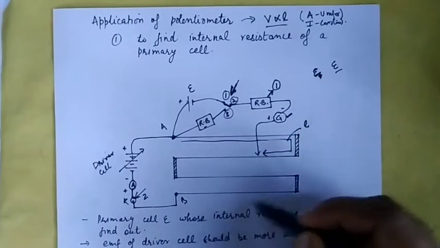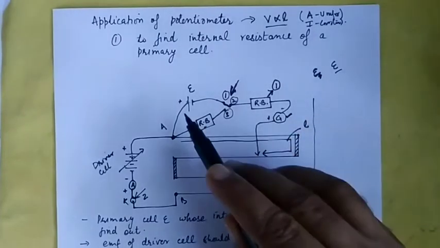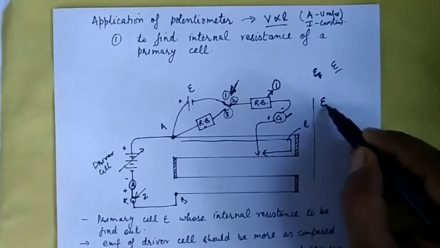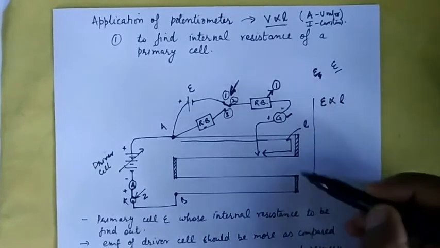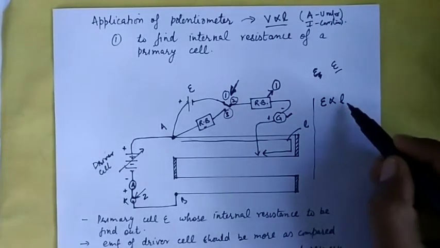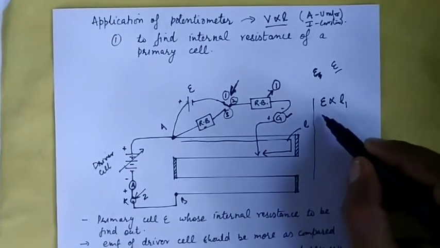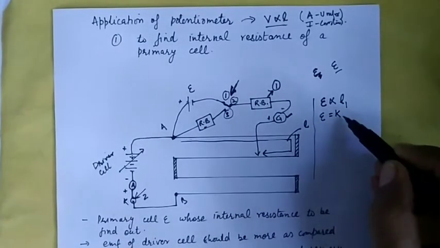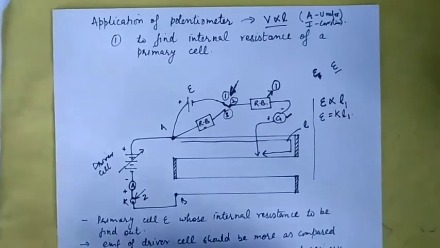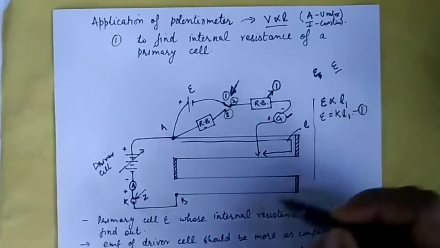L1. So according to the potentiometer principle, the potential provided by this cell, that is E, is directly proportional to the length of the wire, that is L1. Again, same as before, we remove the proportionality by introducing a constant, that constant is K. So E equals K L1. This is our first equation.